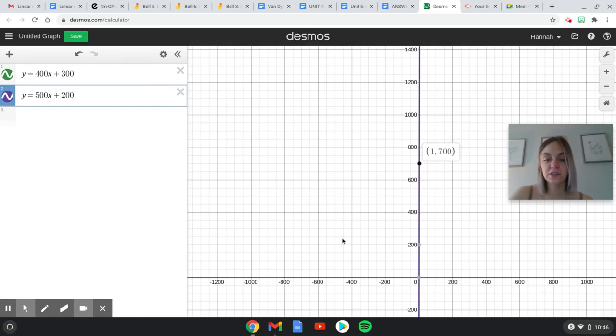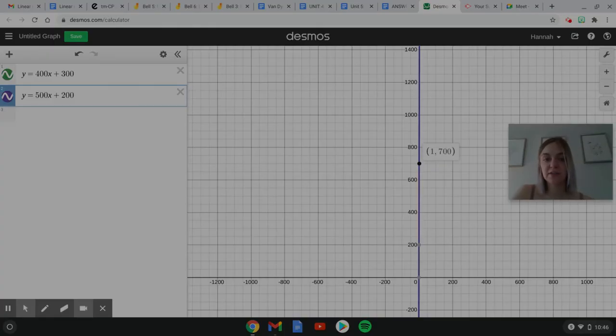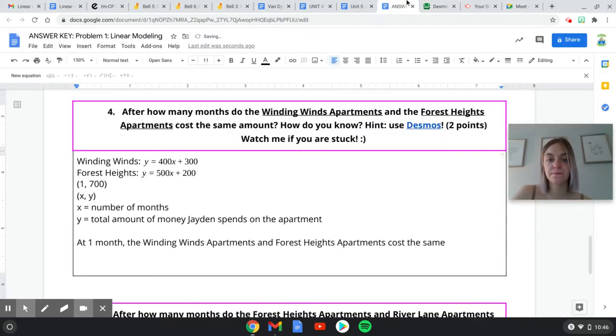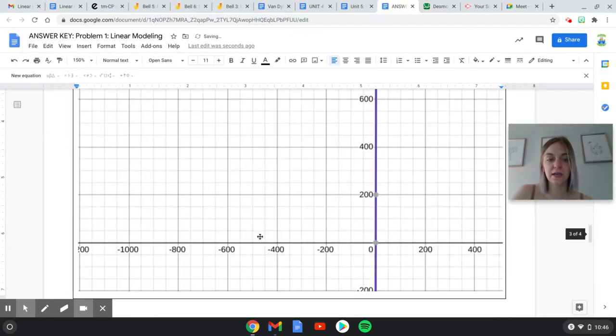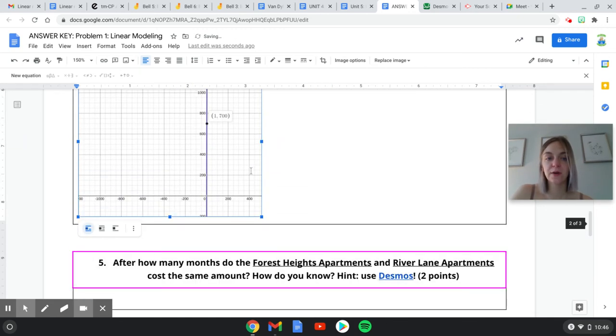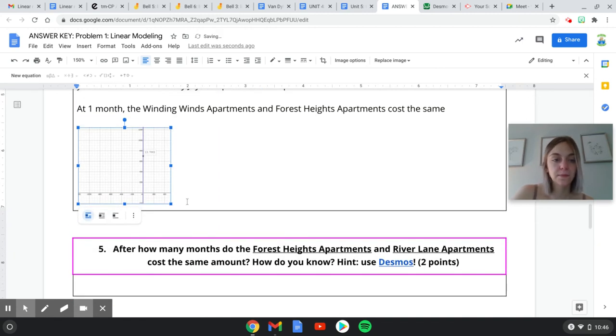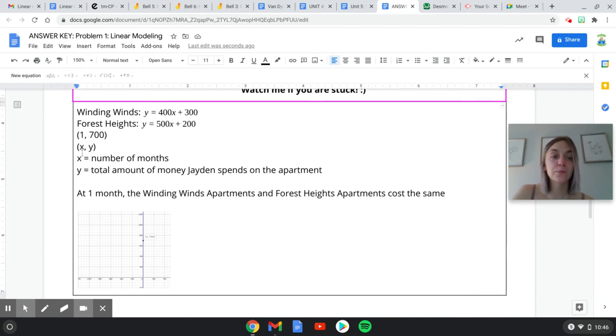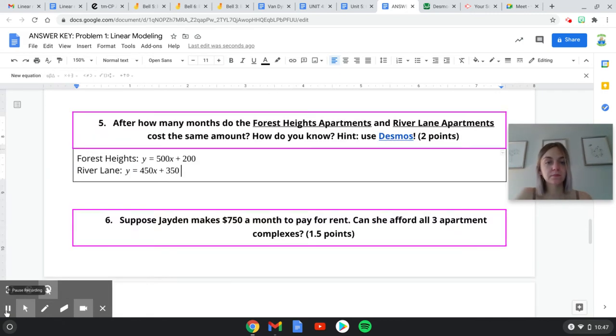I think I'm going to insert a screenshot of my graph as well, just to prove this. Oh my gosh, that was way too big. I want it a little bit smaller. So all I did was find where these 2 graphs cross. And that was at 1, 700. 1, which is my x value, being the number of months. Y, which is my y value, being $700.